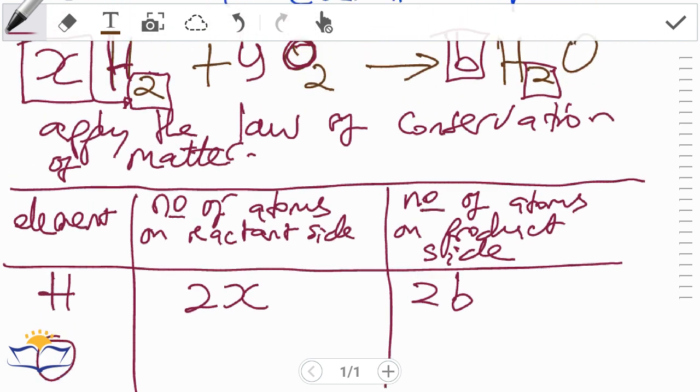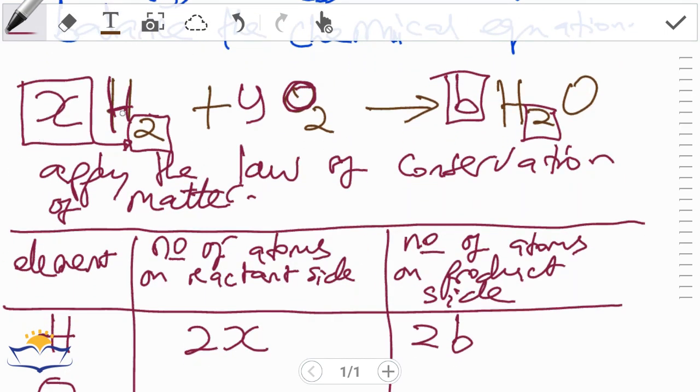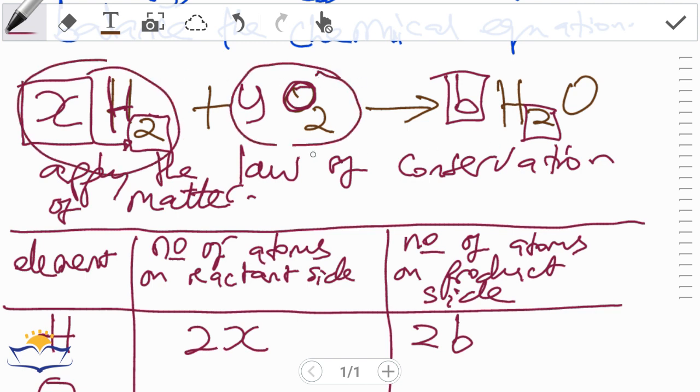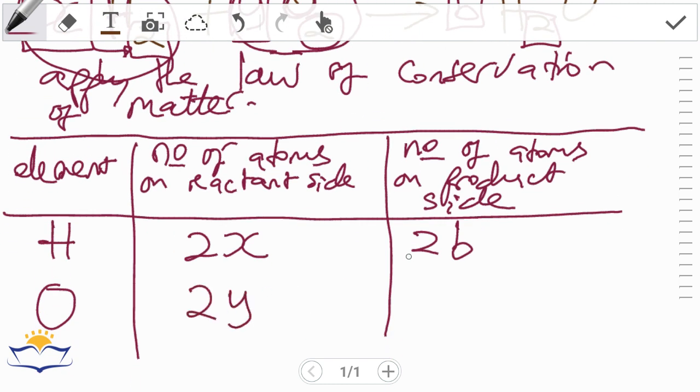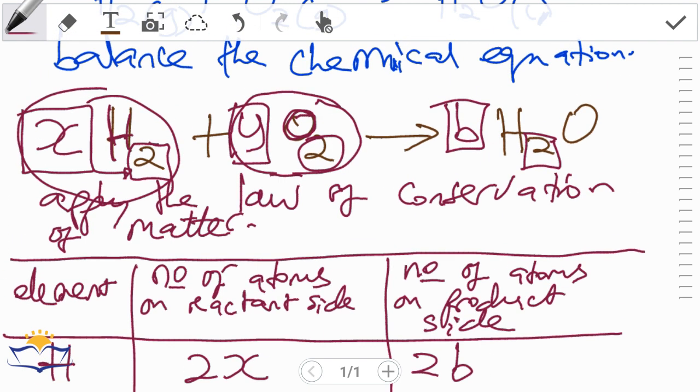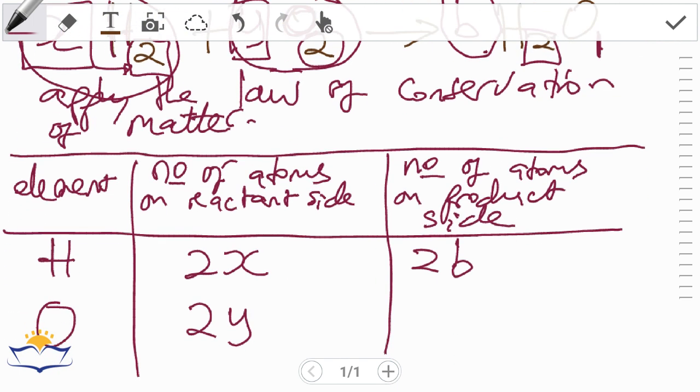Right. We can now move forward to oxygen. So reactant side, the total number of oxygen atoms will be the coefficient, which is y, multiplied by the subscript, which is 2. So 2y. That is the number of oxygen atoms on the reactant side. Product side, the number of oxygen atoms will be the coefficient b multiplied by the subscript of oxygen, which is 1. So it is b times 1, which is simply b.